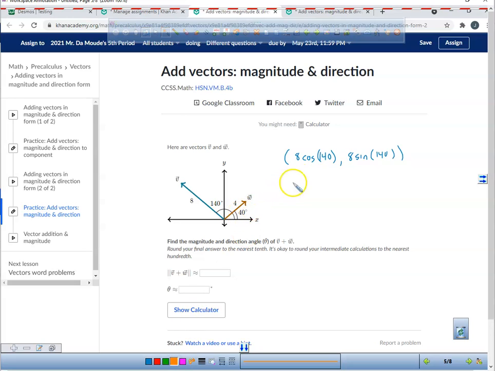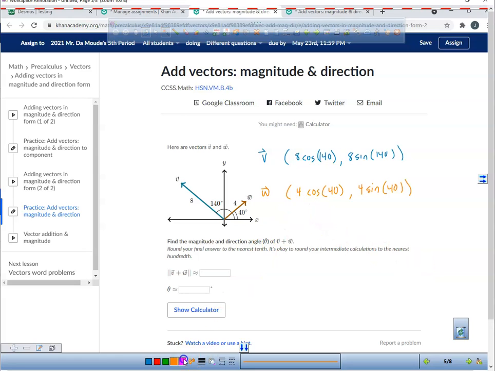Right underneath it, I'm going to put that's vector v, not vector w. There we go. That's vector v. Now I'm going to write vector w. So vector w looks like the magnitude is 4. So to find the x component, I'm going to put 4 cosine of 40. To find the y component, I'm going to put 4 sine 40.